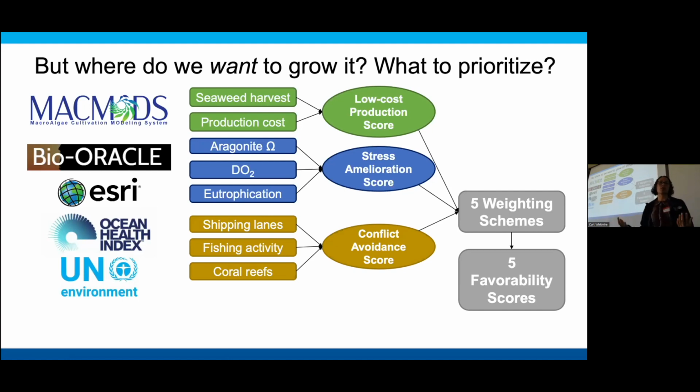We also didn't want to say, go ahead and farm seaweed on these sensitive coral reefs. And so there's a lot of data out there on sensitive habitats published by the UN Environmental Program, and we got a coral reefs layer from them.